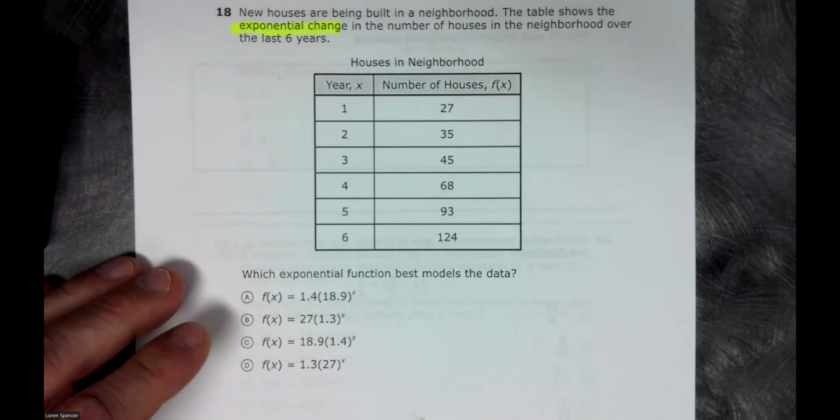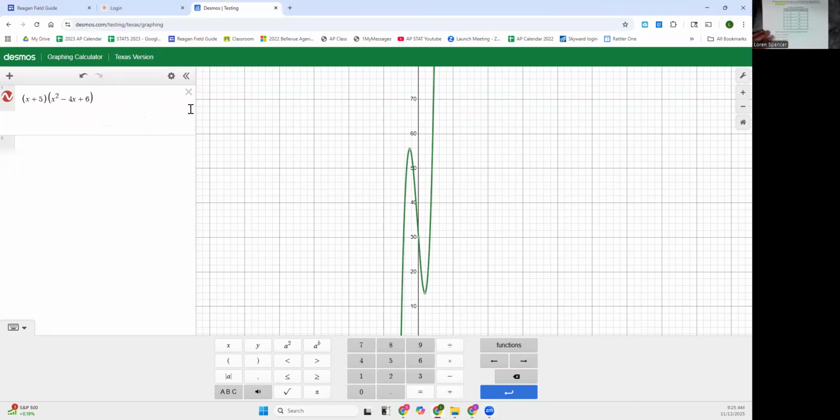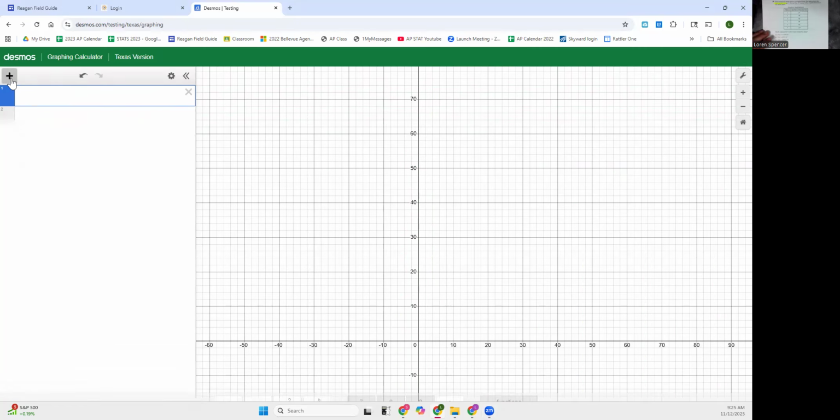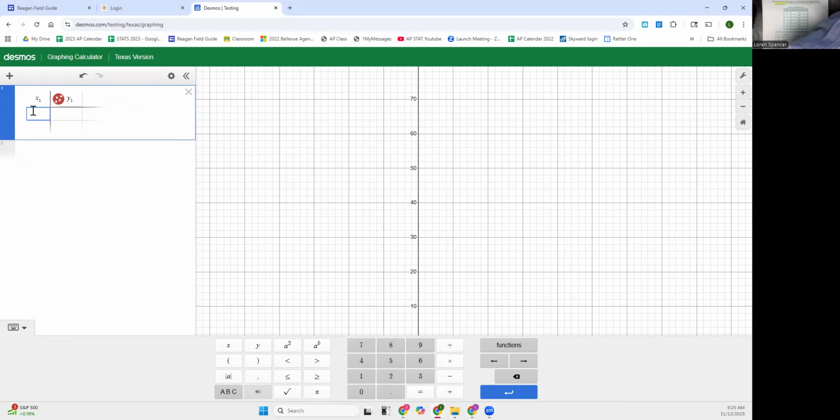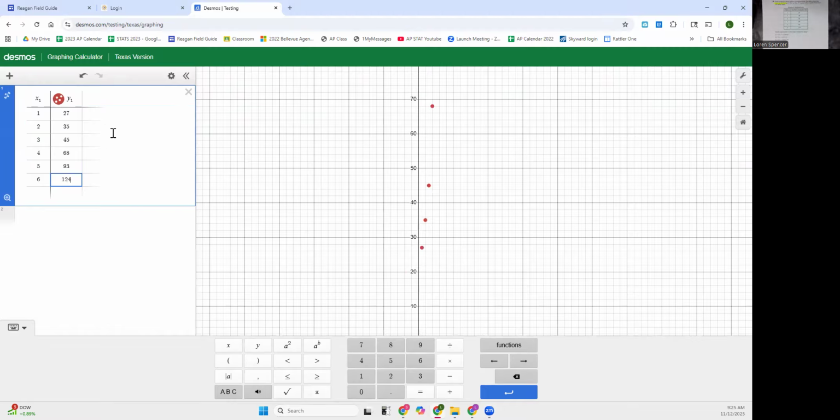Desmos, and I'm going to put the plus button, Table, and I'm going to enter those values. So 1, enter 2, enter 3, enter 4, enter 5, enter 6, enter. And 27, 35, 45, 68, 93, and 124. So I just input the values.